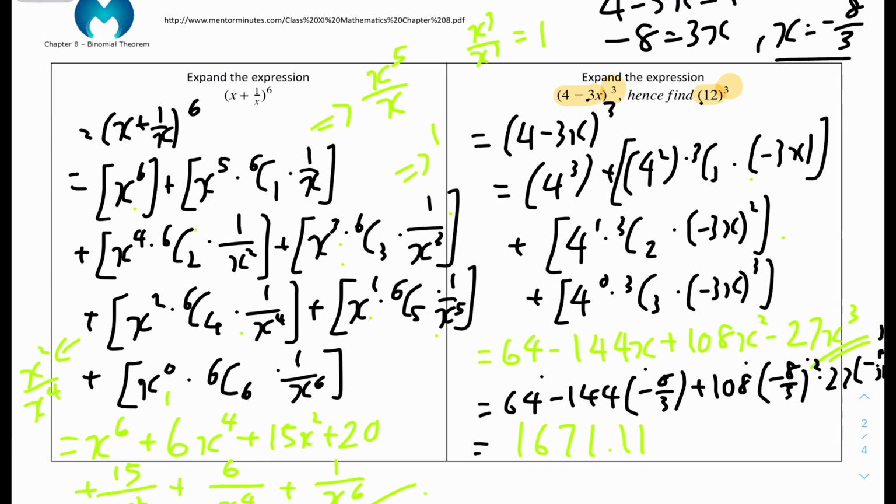1671.11, rounded to 2 decimal places. And the actual value for 12 to the power of 3 is 1728, which is close enough to 1671. And that's the answer.